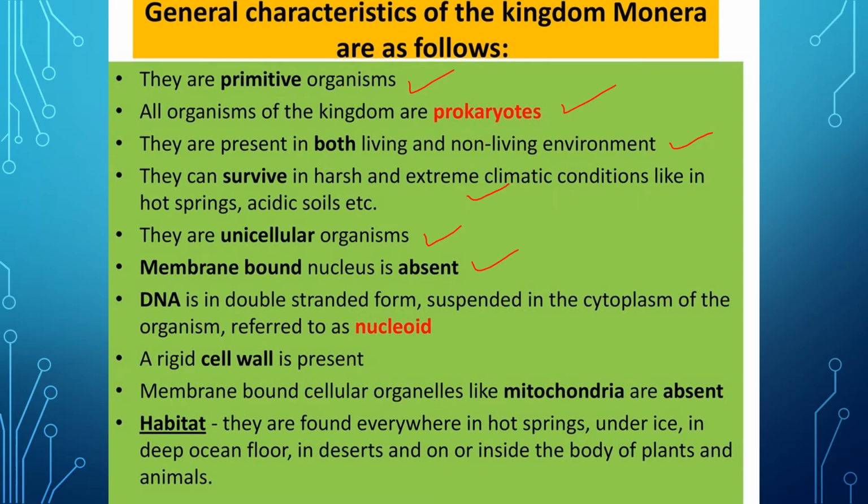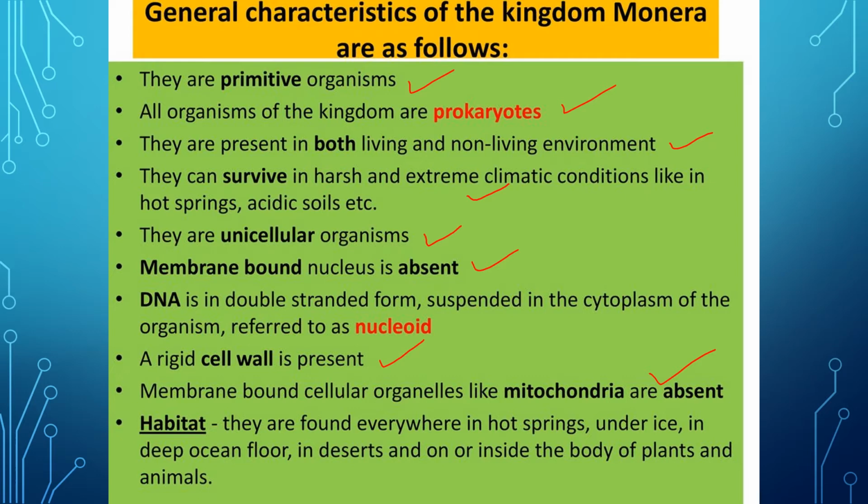Okay, next, a rigid cell wall is present. They lack membrane-bound organelles like mitochondria as well as other organelles like endoplasmic reticulum, Golgi complex, etc., because these are prokaryotic cells. That's the reason why they lack the membrane-bound organelles.